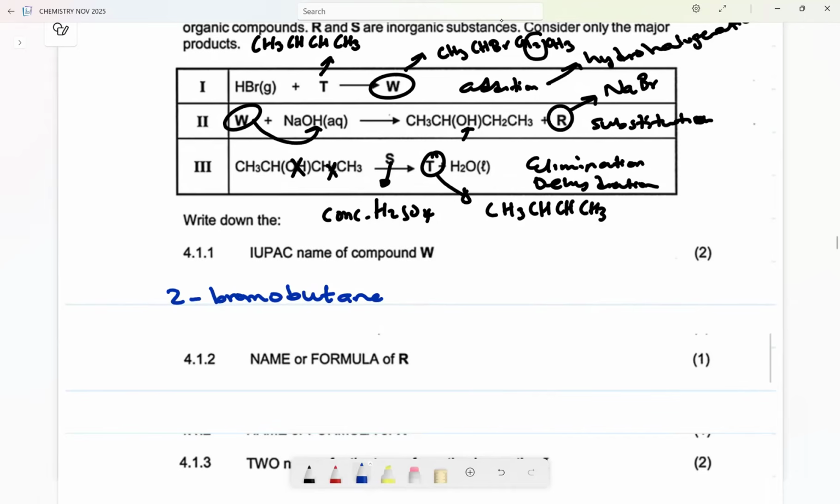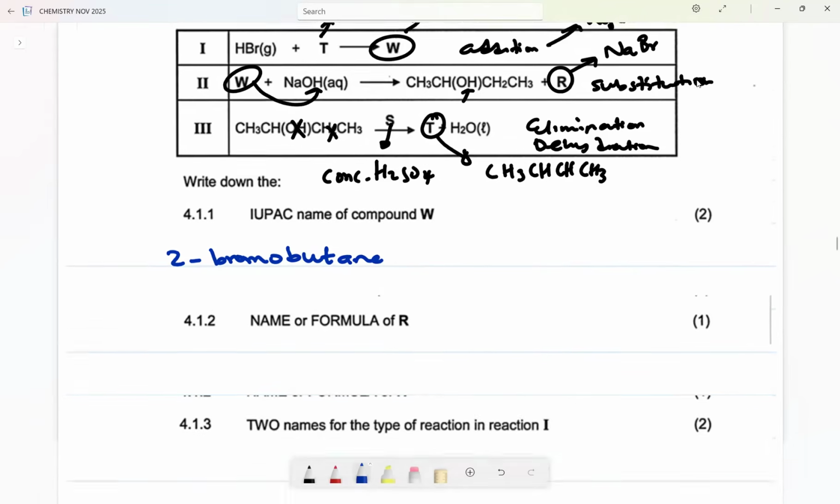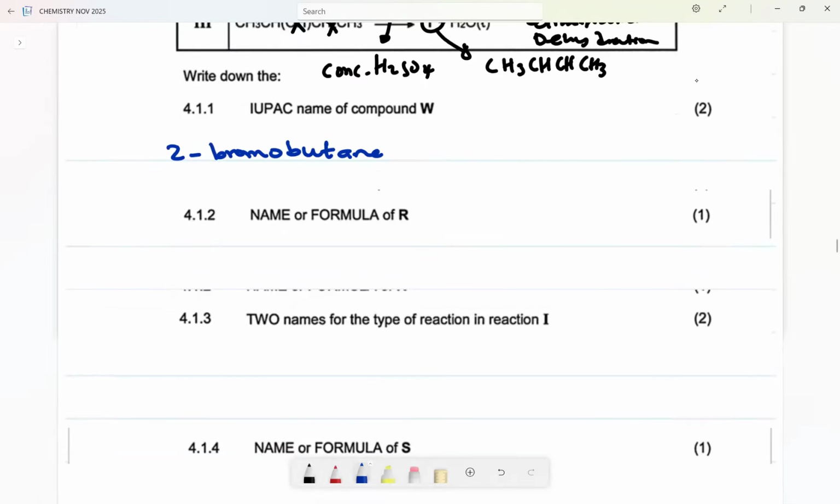And then name of formula R. This is sodium, and then with that Br. So it's going to be sodium bromide. So someone might say sodium bromide, or by its formula, it is sodium bromide.